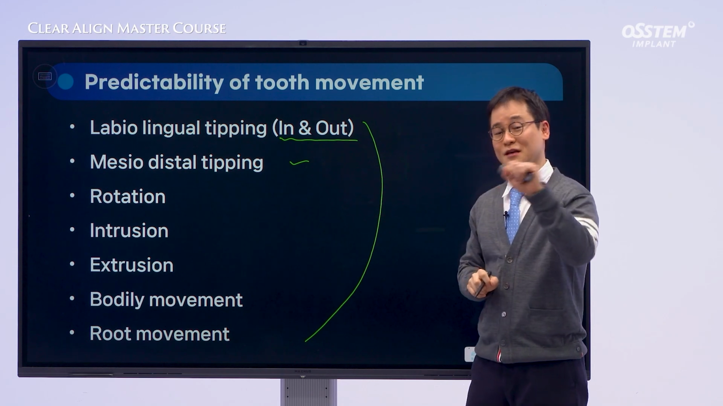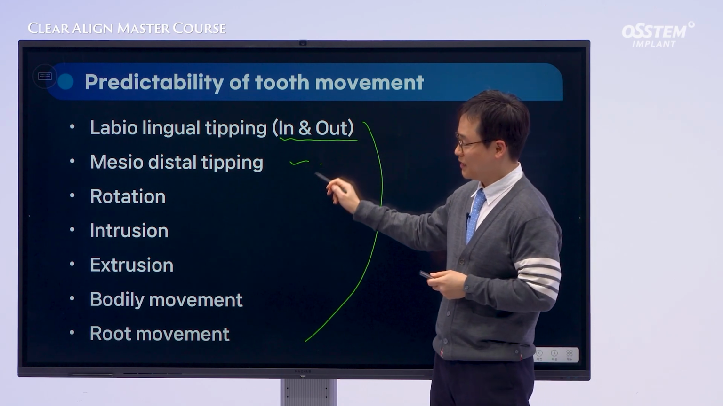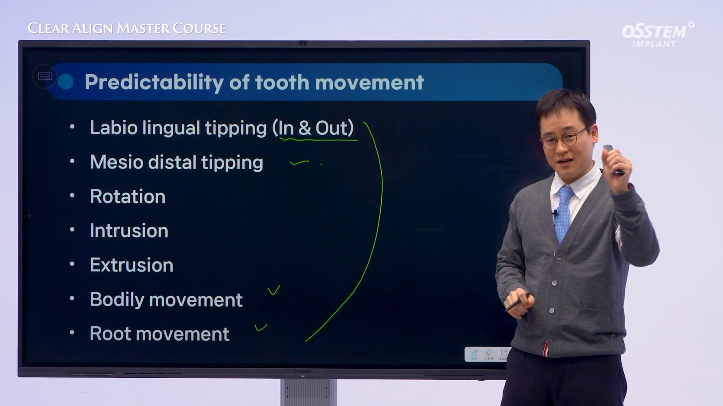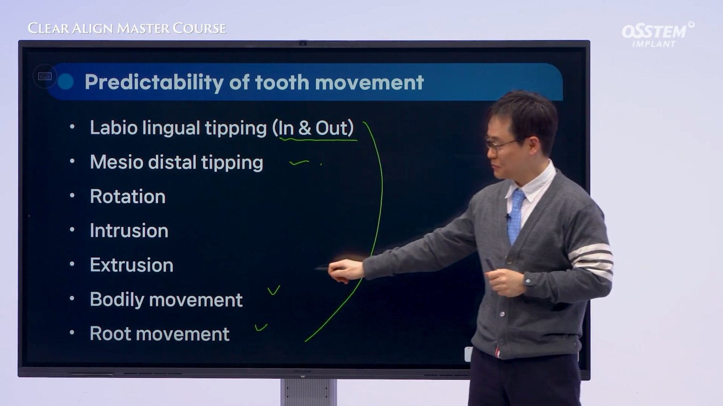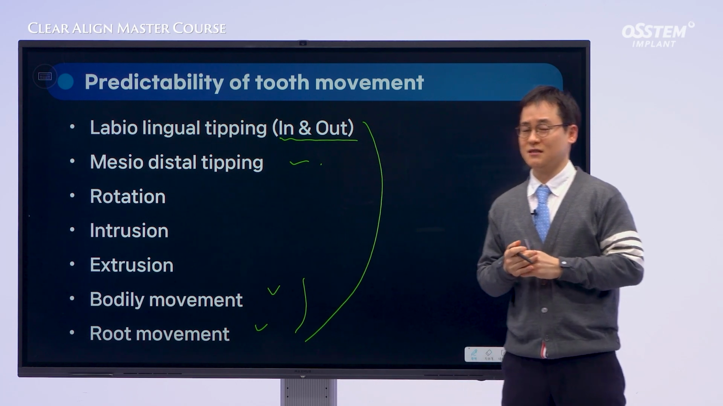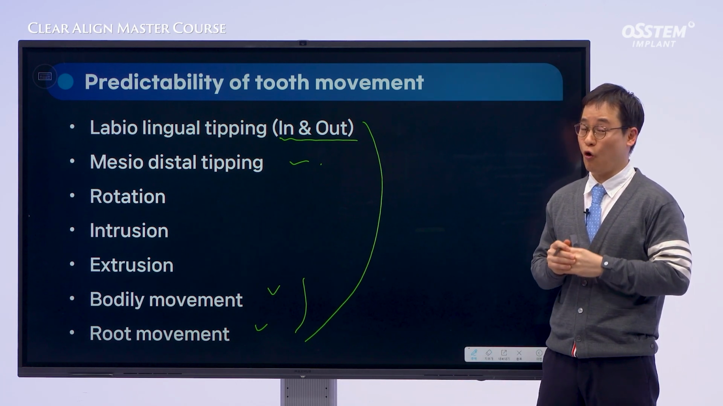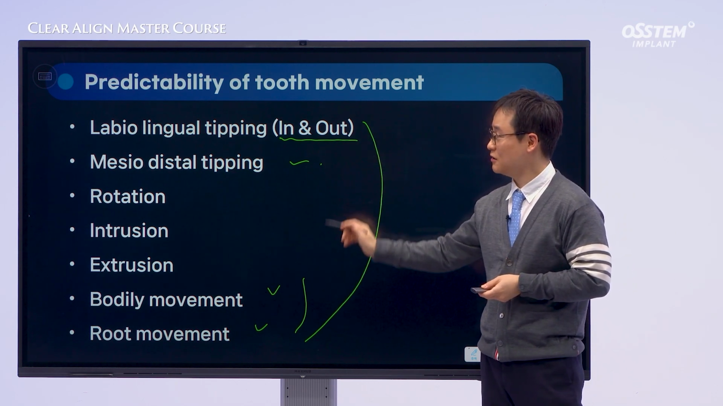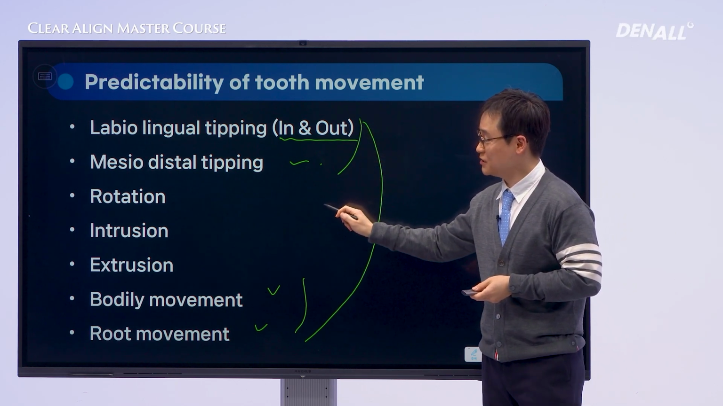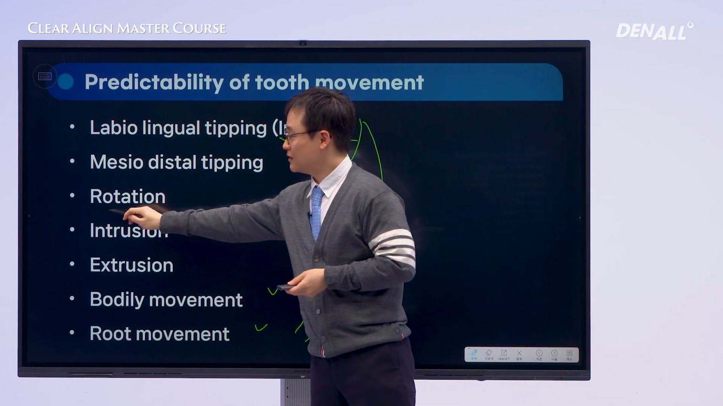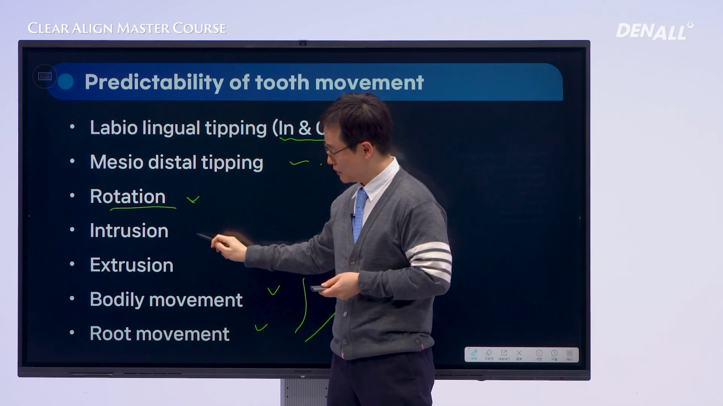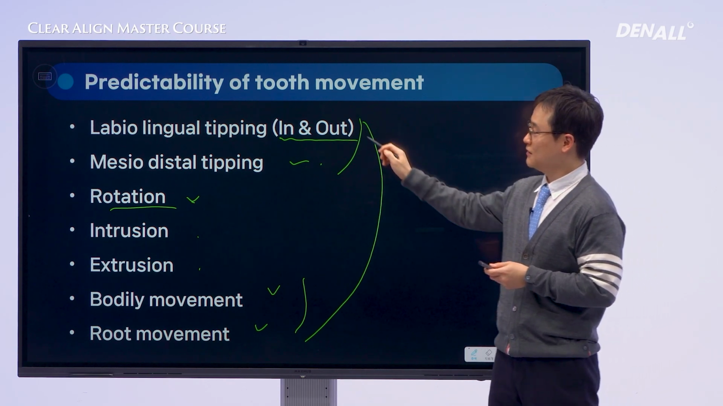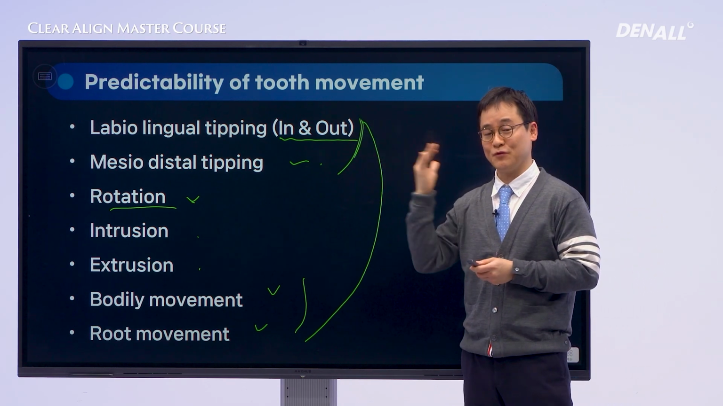Mesiodistal tipping is also fairly predictable with clear aligners. However, bodily movement and root movement are much less predictable. These types of movements are more challenging. So, depending on the type of movement, the level of difficulty can vary significantly. Next, both rotation and intrusion can be treated well with clear aligners. But among all types, in and out cases tend to achieve predictable outcomes with clear aligners.